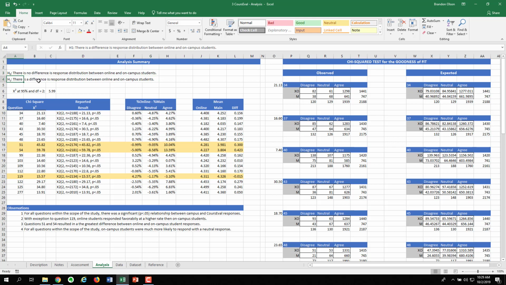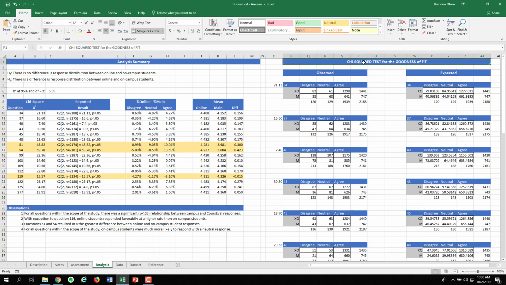And then the alternate hypothesis is that there is a difference in response distribution between the online students and on-campus students. That means that there is a statistically significant difference between how on-campus students responded to the survey questions compared to online students. So that's the target, that's the analysis that I'm going to be doing. So I'm executing a chi-squared.